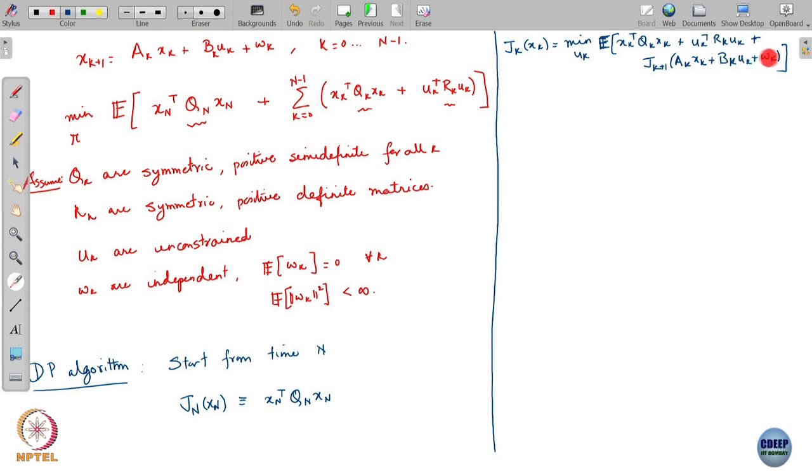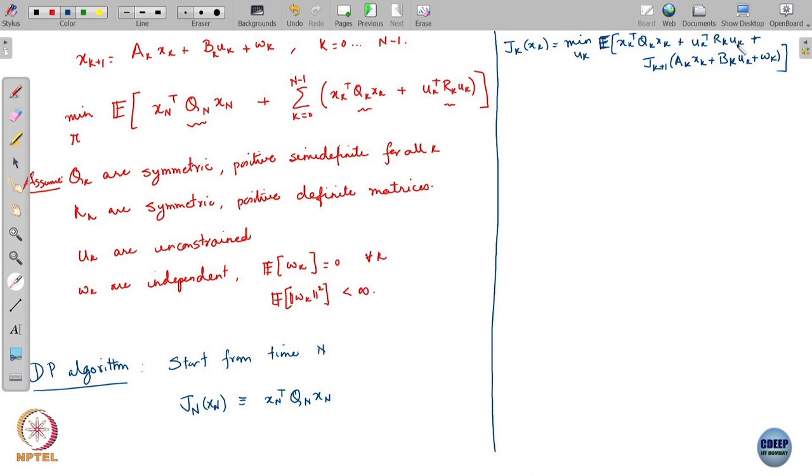And once it is a quadratic function of u, minimizing it would be a convex quadratic function, because of the choice of, because our r k's are symmetric and so on and so forth, all of that will ensure that this is actually a convex quadratic function of u, right?